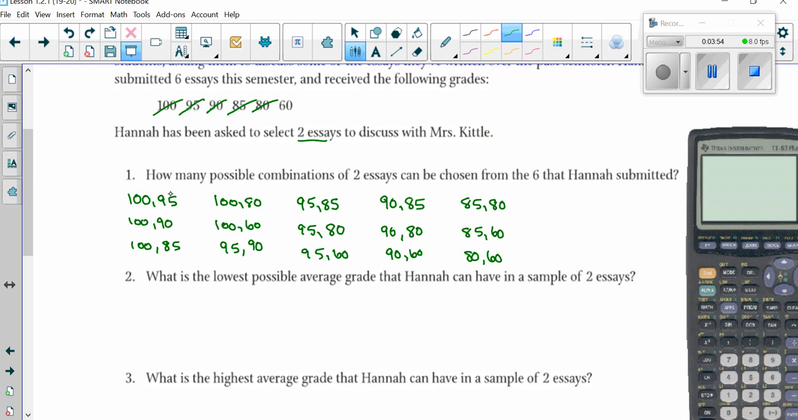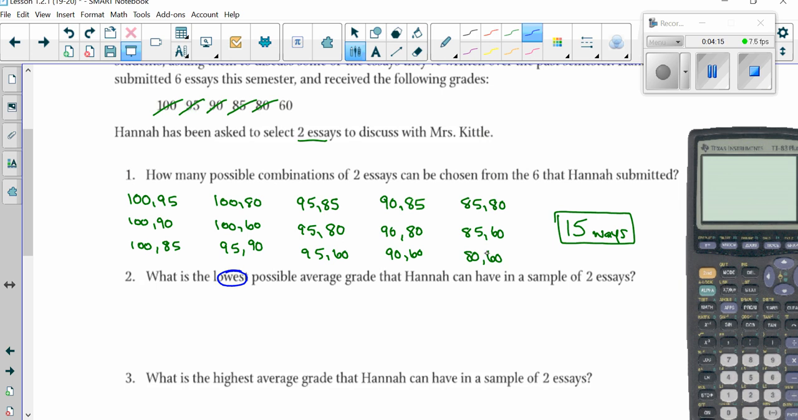So I notice I have five, four, three, two, and one combinations in my rows, which adds up to 15. That means there are 15 combinations that she could pick two essays to discuss with Mrs. Kittle. What is the lowest possible average grade that Hannah can have in a sample of two essays?